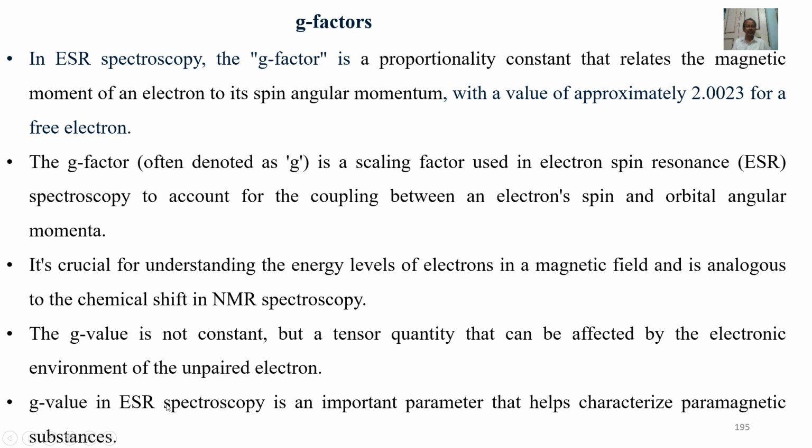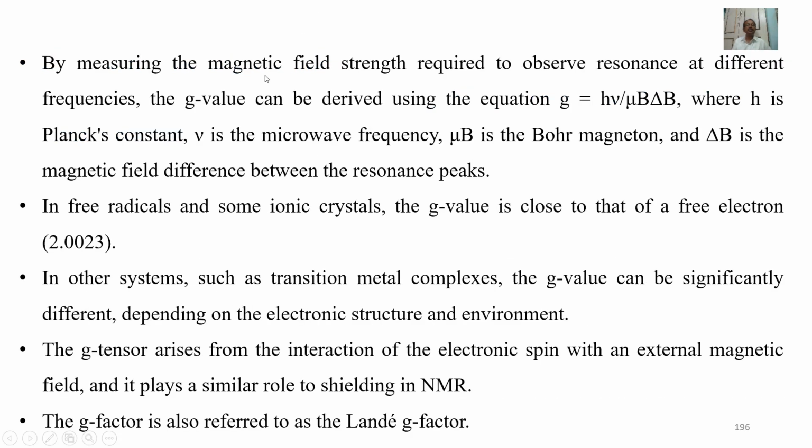The g value in ESR spectroscopy is an important parameter that helps to characterize paramagnetic substances. By measuring the magnetic field strength required to observe resonance at different frequencies, the g value can be derived using the equation g equals h nu over mu_B delta B, where h is Planck's constant, nu is the microwave frequency, and mu_B, with suffix B, is not multiplied by B. This is mu suffix B, the Bohr magneton, and delta B is the magnetic field difference between the resonance peaks.